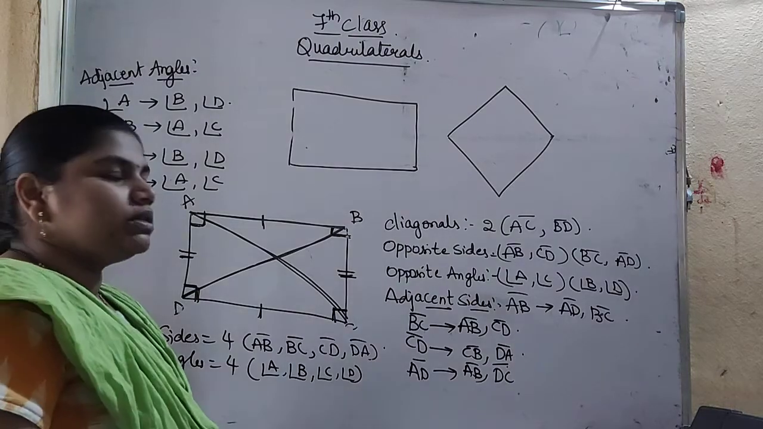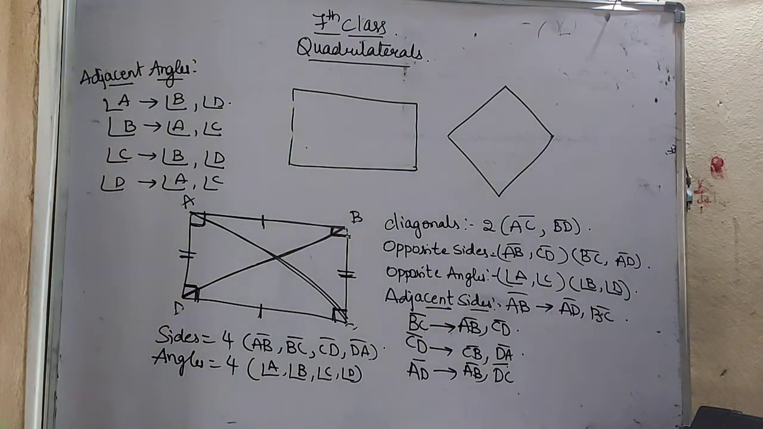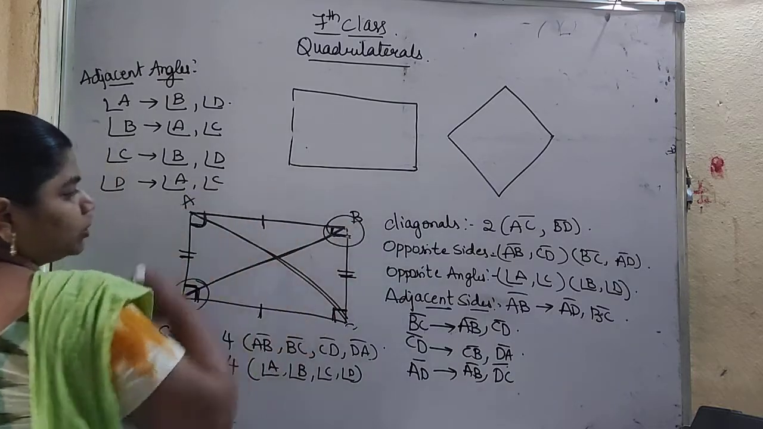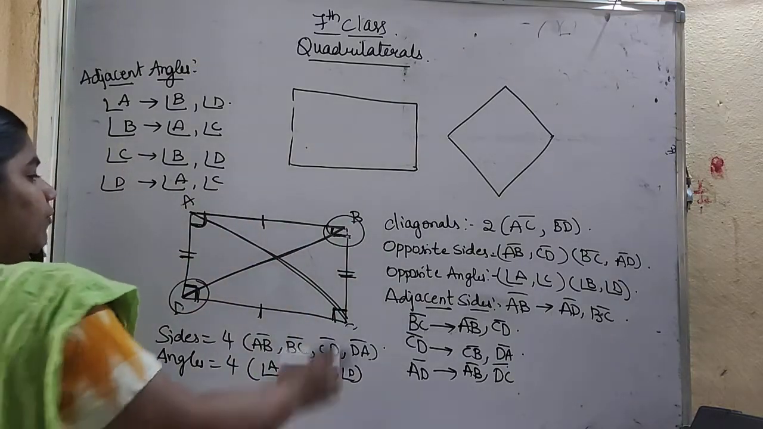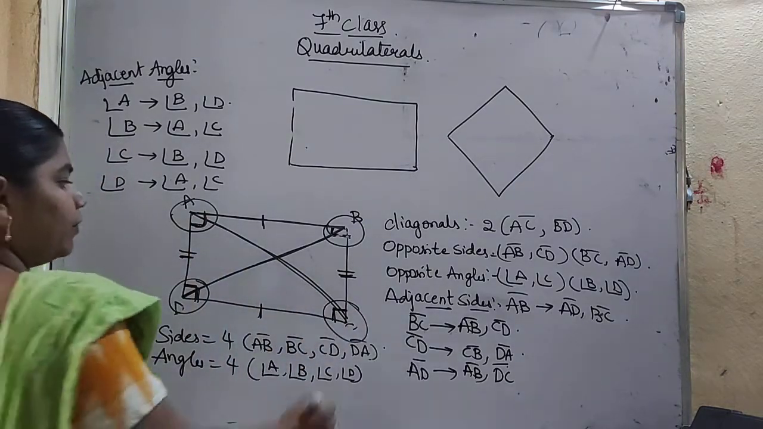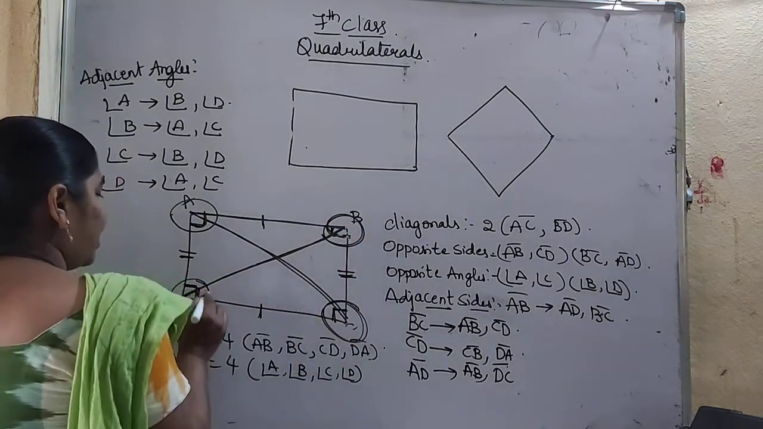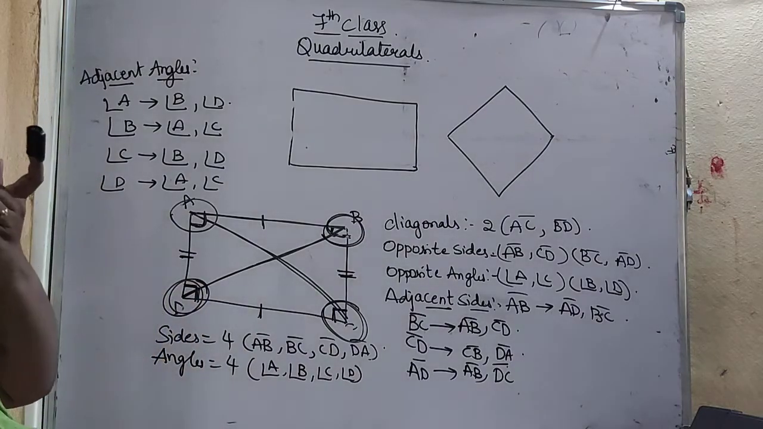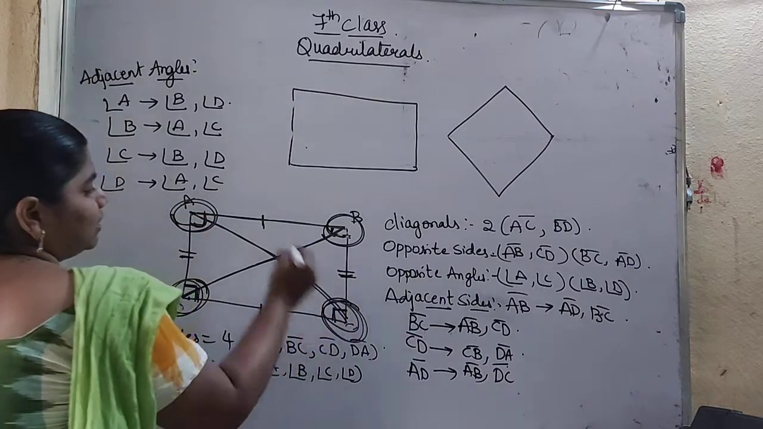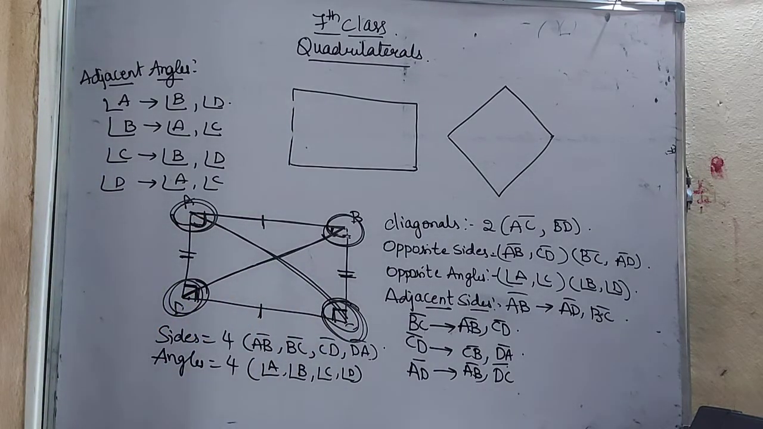Now last we have to discuss adjacent angles. What are adjacent angles? For angle A, these two are adjacent to each other. For angle B, A and C are adjacent to each other. For angle C, angle B and angle D are adjacent angles. And for angle D, angle A and angle C are adjacent to each other. So these are the adjacent angles in this.